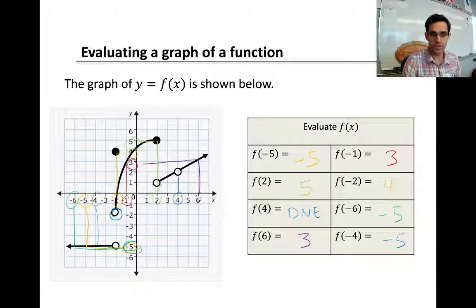If I put 2 as an input, we skip the hole and we go to the dot. 5 is our output. If I put 4 as an input, there's a hole, but there's no dot. So 4 is not in our domain, so we say f of 4 does not exist. And of course, f of 6 is going to be 3.